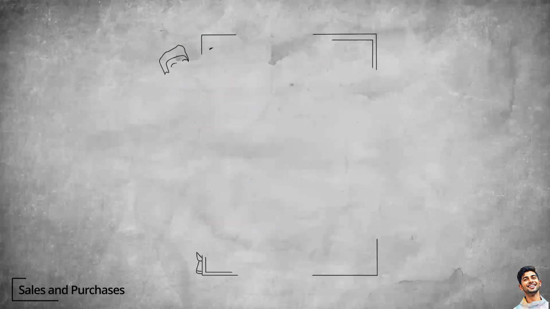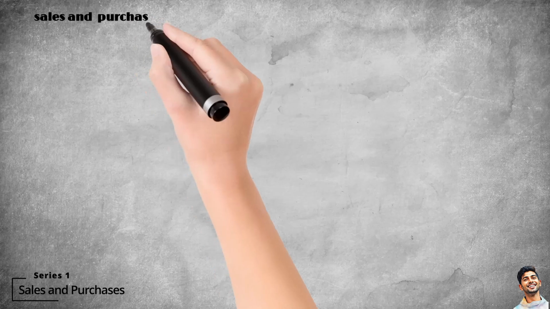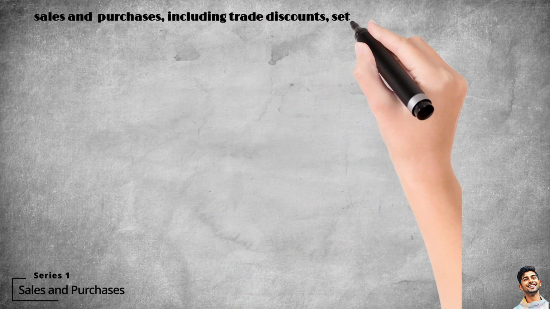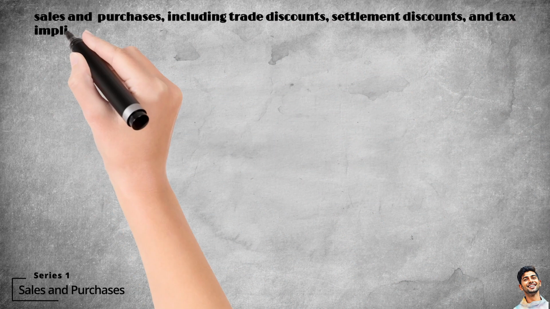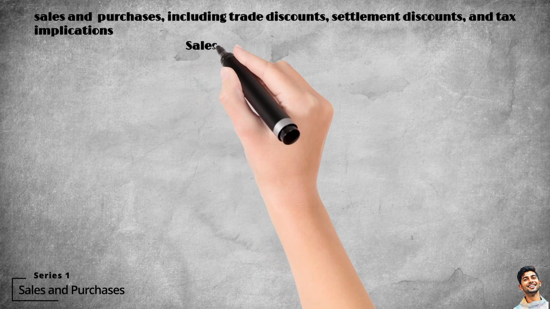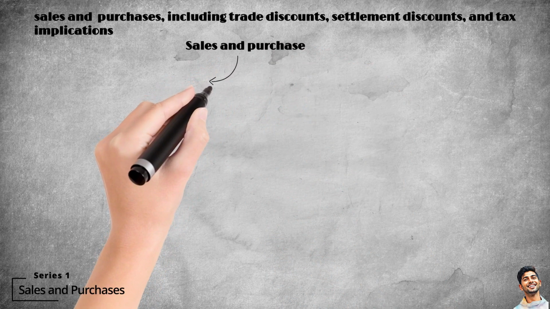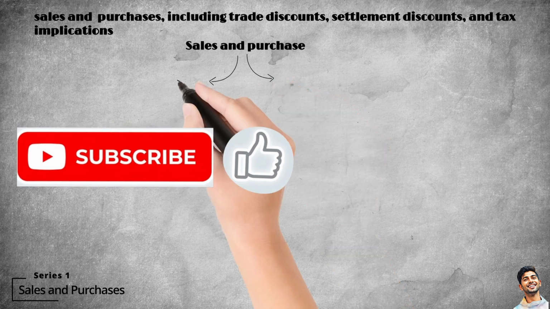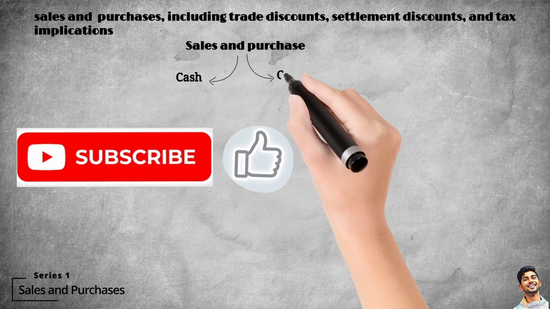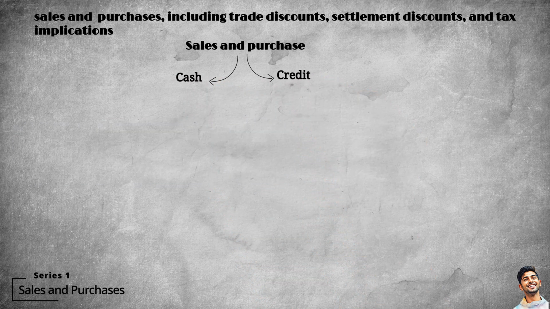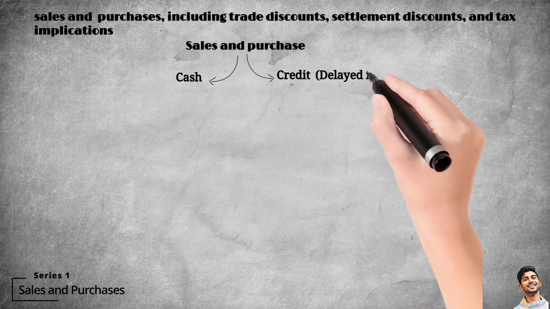So now, let's start with sales and purchase, including trade discounts, settlement discounts, and tax implications. Here's the thing, sales and purchase can happen in two ways, either in cash or on credit, which simply means delay in payment.